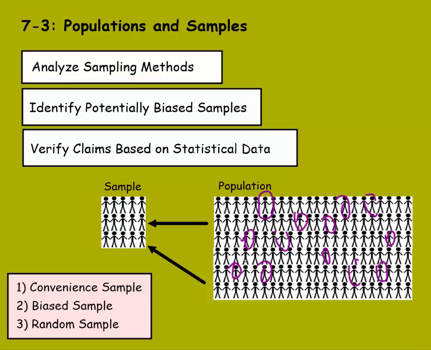It might not be 100% correct, but if you ask enough people in the population, you can get a pretty good idea of how the population feels about something. So that's why in this lesson today, we're really going to be preferring the random sampling.